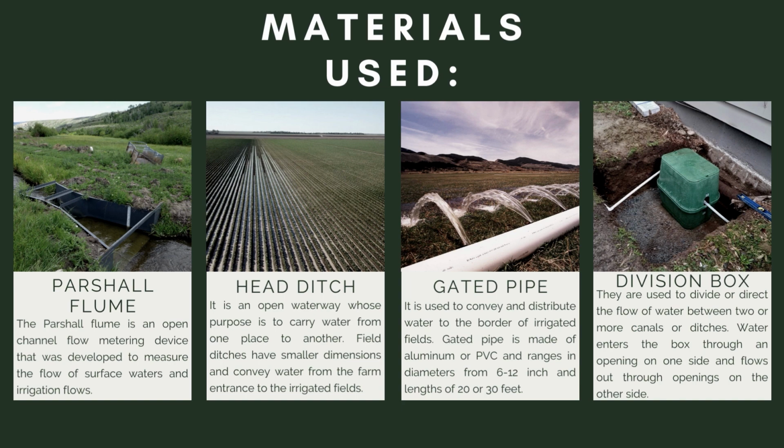Gated pipe. It is used to convey and distribute water to the border of irrigated fields. Gated pipe is made of aluminum or PVC and ranges in diameters from 6 to 12 inches and length of 20 to 30 feet.